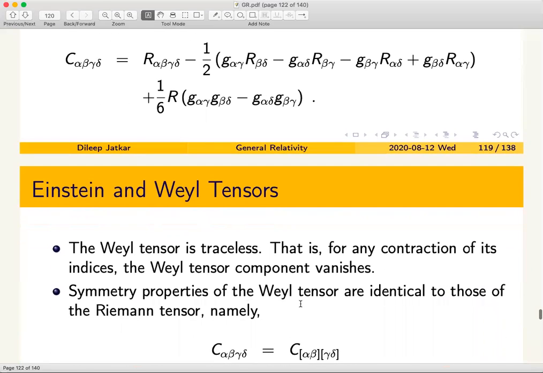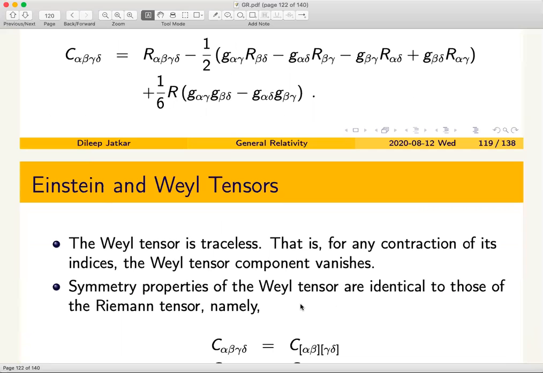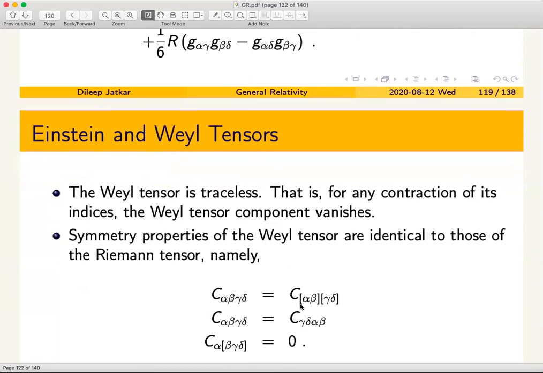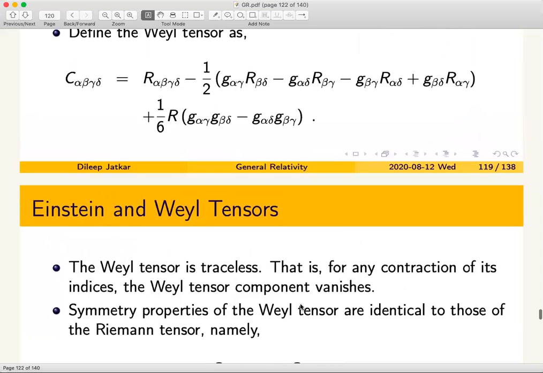Fine. So in addition, the Weyl tensor has a property that it is traceless. By traceless, I mean that if you choose any two indices of the Weyl tensor and contract them, the Weyl tensor vanishes. Now this property, of course, is not there for the Riemann tensor.